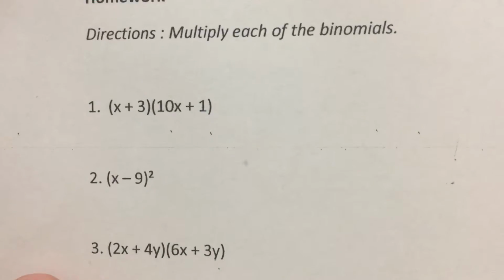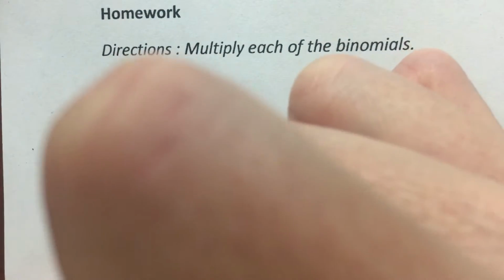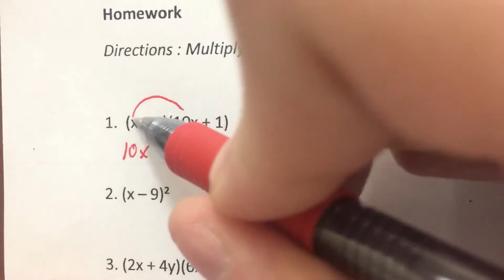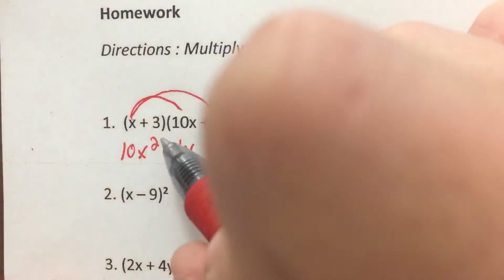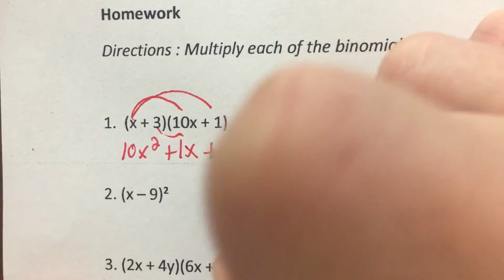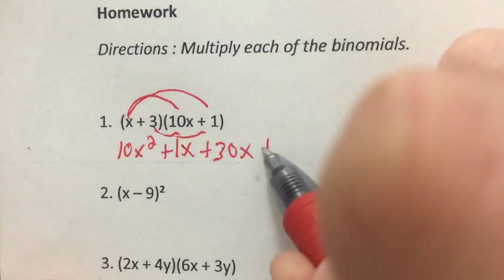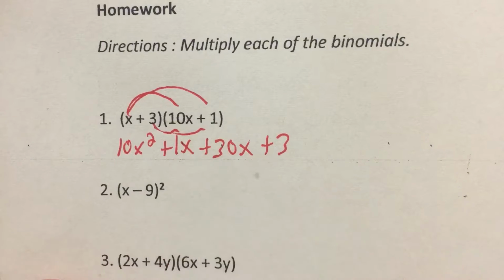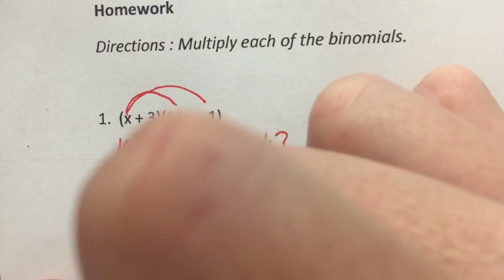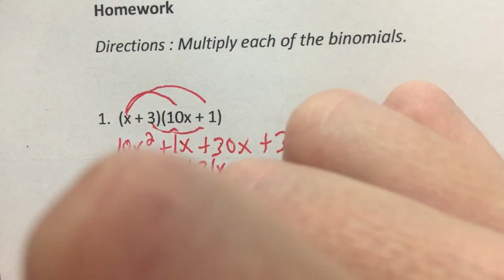Start off with x plus 3 times 10x plus 1. We got x times 10x, which is 10x squared. We have x times 1, which is 1x. 3's turn, 3 times 10x is 30x. And 3 times a positive 1 is a positive 3. Two like terms in the middle, 1x and 30x, make 31x. So we end up with 10x squared plus 31x plus 3.